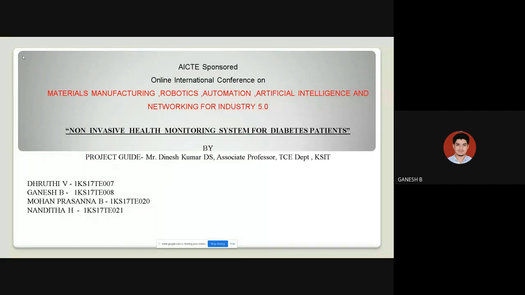Our project title is Non-Invasive Health Monitoring System for Diabetes Patients. My team members are Dhritivi, Nandita, and Mohan Prasanna and others. And our project guide is Dinesh sir.